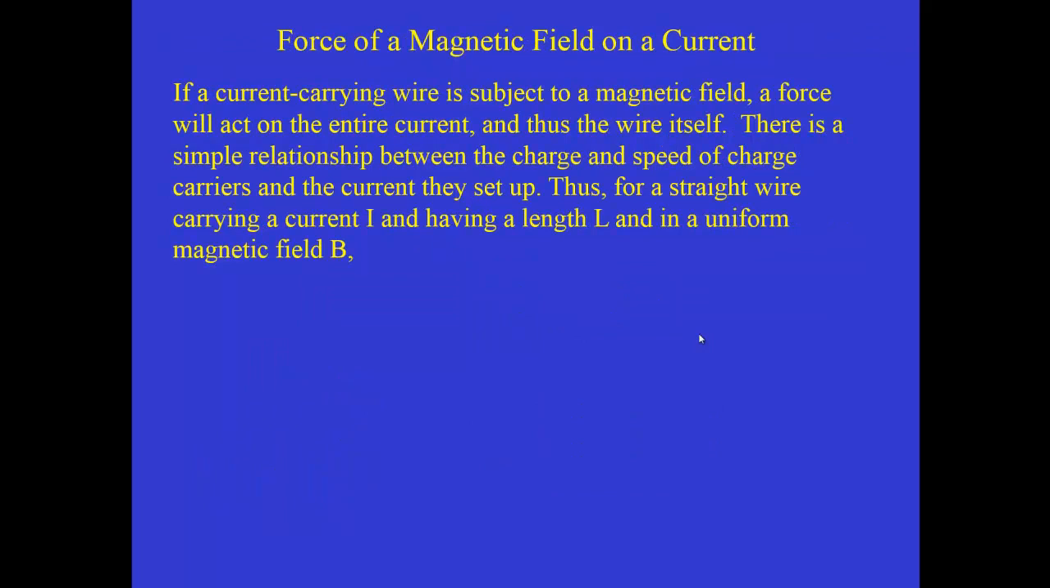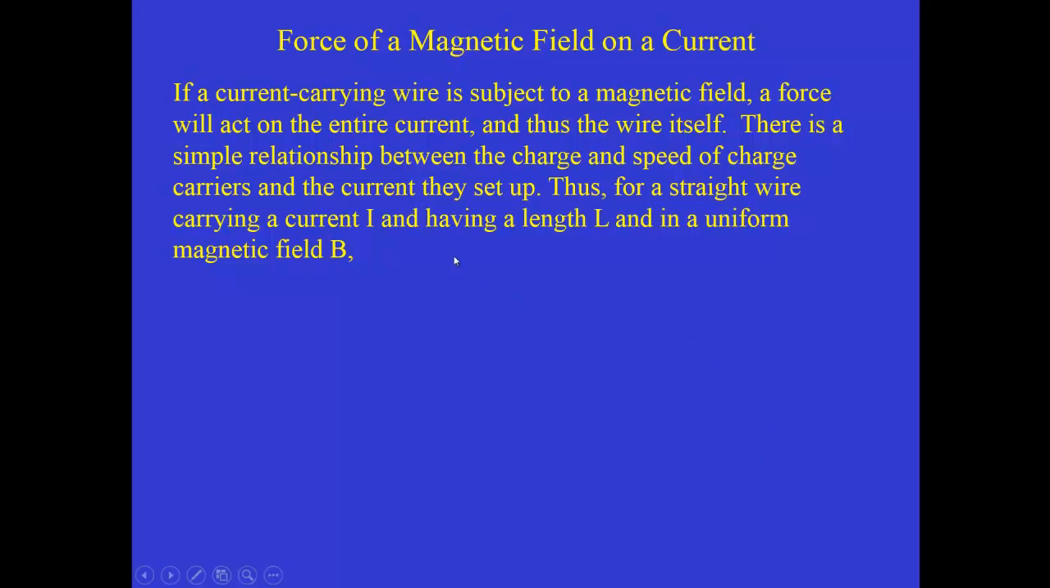Now, let's look at the force that a magnetic field produces not just on a single charge, but on a stream of charges that make up an electric current. So if there's a current carrying wire in the presence of a magnetic field, the field will produce a force on each of the individual charges. And since there's lots and lots of charges that make up most kinds of currents that we measure in the laboratory, then there'll be a net force on all of those charges, which means the entire current. And the current's being carried by some kind of conductor, so the conductor itself will experience a force.